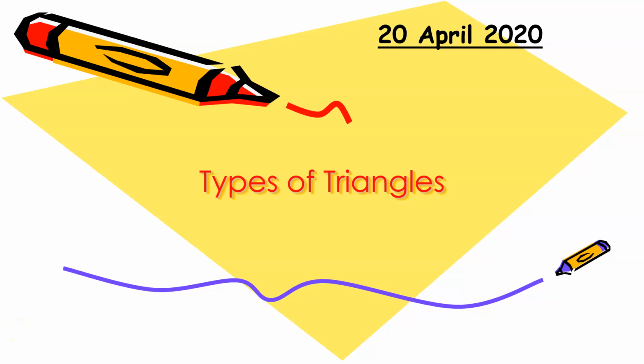Today's video is looking at types of triangles. So again, this might be a little bit of revision, but there might be a few little bits and pieces that you haven't heard before, which may help your understanding moving on to the angle rules.